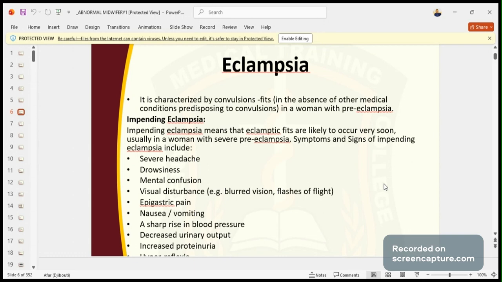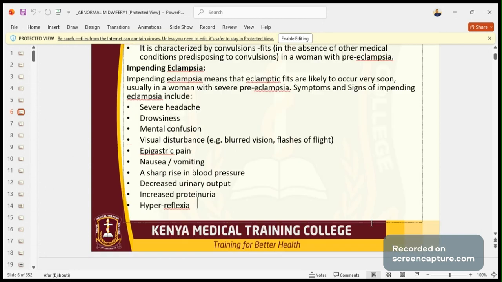They might have blurred vision or flashes of light. And then epigastric pain. Some of them have the upper GIT pain, I mean the upper abdominal pain, and then nausea, vomiting. Some will vomit. Some will just feel the sensation to vomit, and a sharp rise in abdominal pressure, decreased urinary output, and increased proteinuria. So those are indicative of what we call severe preeclampsia. Hyperreflexia also comes into play. Okay, so that is that.